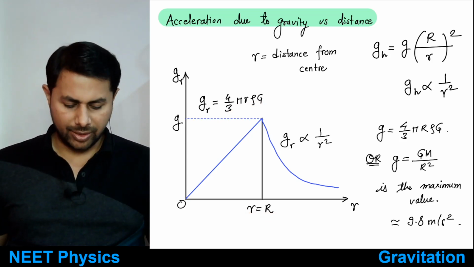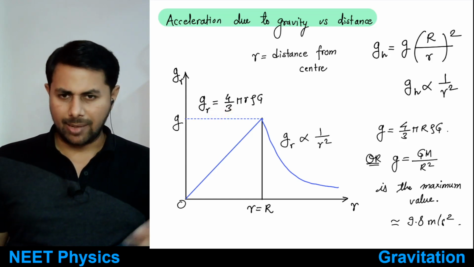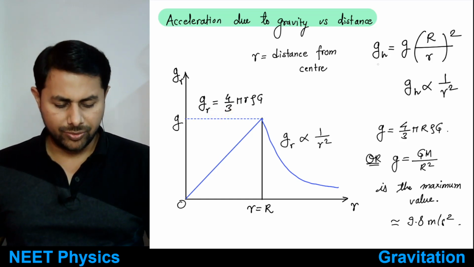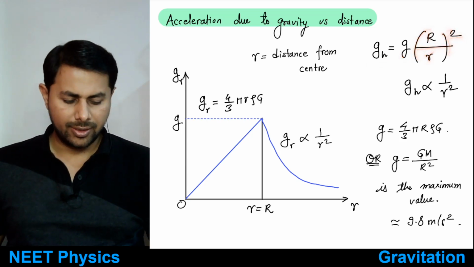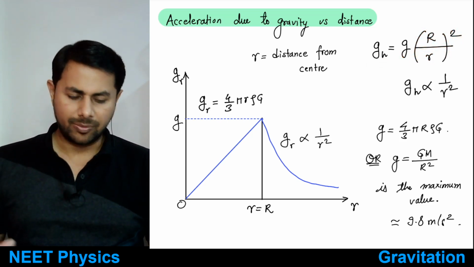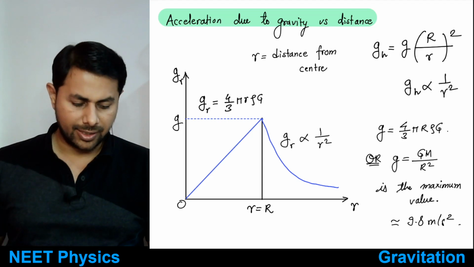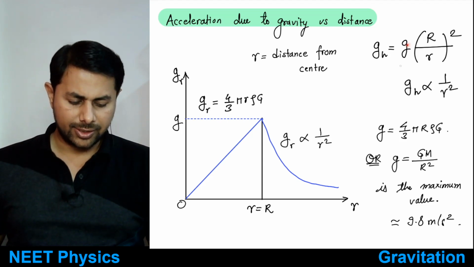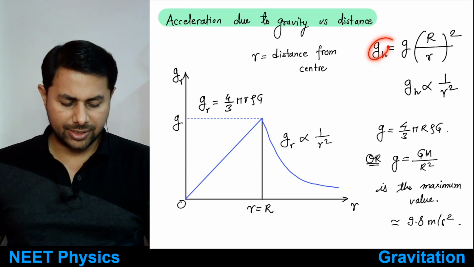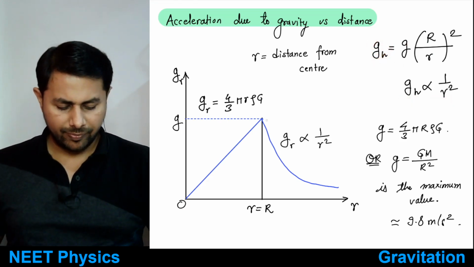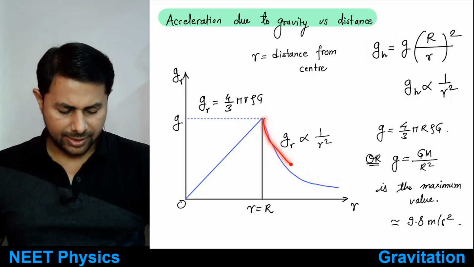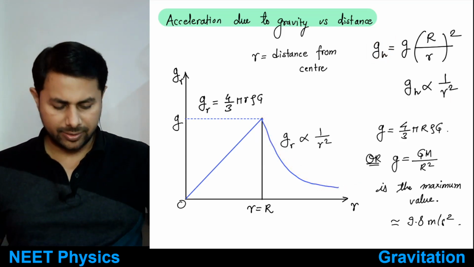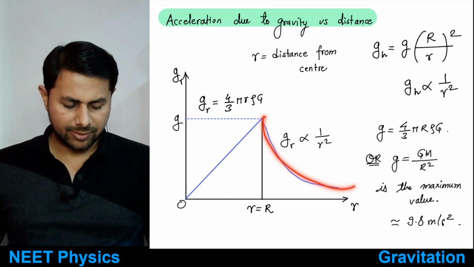Okay, till then you can make use of this formula. After that we need to make use of this one, gh is equal to g times capital R by r square. So capital R is the radius of earth, that is constant. Let's take it as a constant. So g is a constant which is 9.8. That means gh is inversely proportional to r square. So gh is inversely proportional to r square. That means the acceleration due to gravity will fall off like this, inversely to r square.